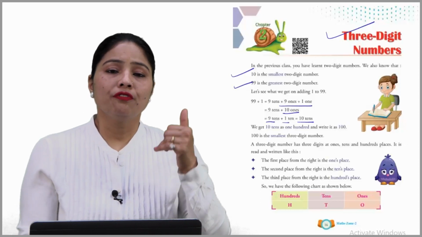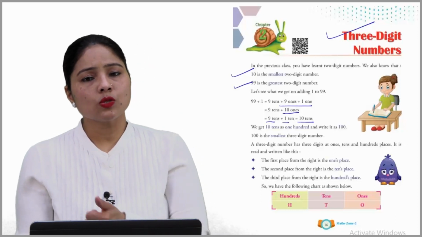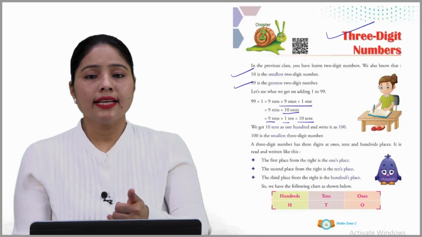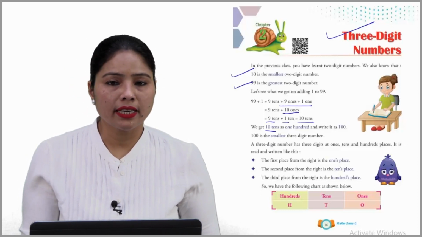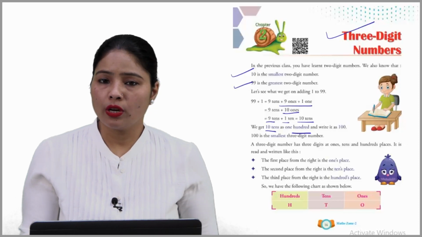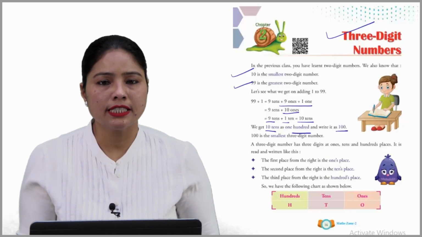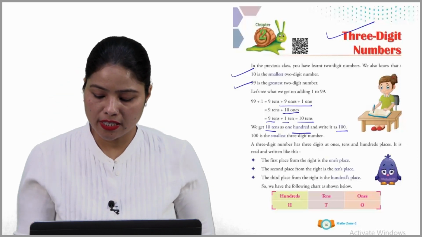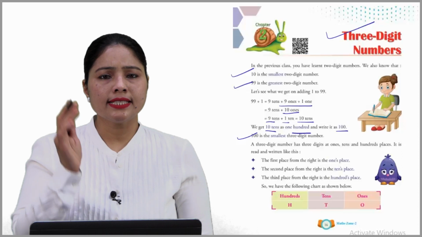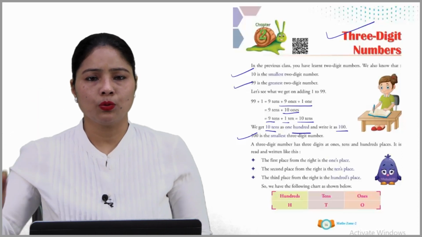Okay beta, we get 10 tens as 100 and write it is 100. So 10 tens हमारा क्या होता है 100 और हम कैसे लिखेंगे इसको 100 like this. So 100 is the smallest 3 digits number. जो हमारा 100 होता है सबसे छोटा 3 digits वाला नंबर होता है.